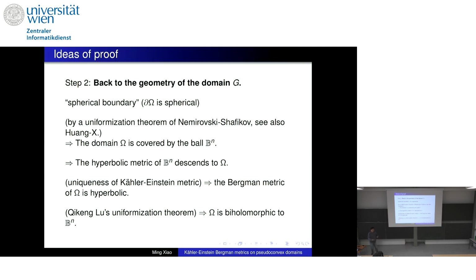Hyperbolic means it has constant holomorphic sectional curvature, which is stronger than Kähler-Einstein. So we have two Kähler-Einstein metrics, and by the uniqueness of the Kähler-Einstein metric, they are the same. What that means is the Bergman metric is hyperbolic, or the Bergman metric has constant holomorphic sectional curvature. Then using that and a uniformization theorem of Cheng-Yau, we can immediately conclude that it's biholomorphic to the unit ball. So that's the second step. But in this talk, we're actually going to concentrate on step one.